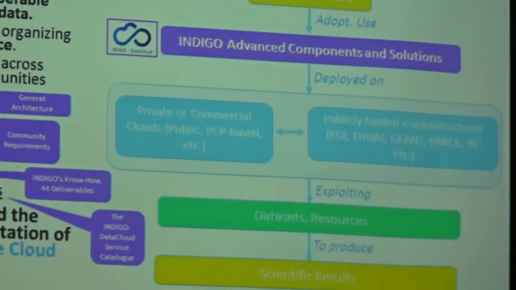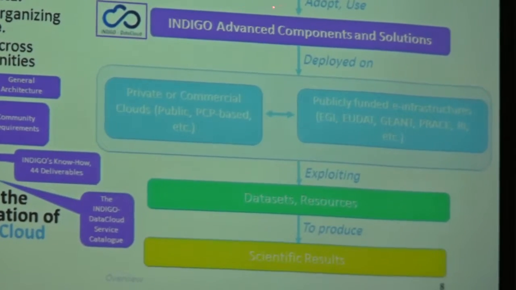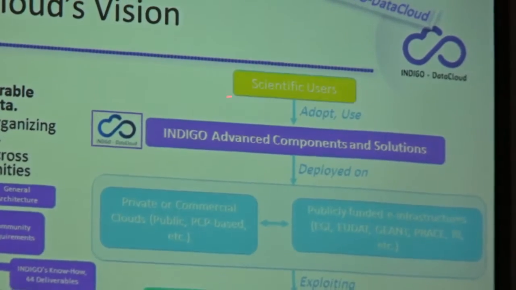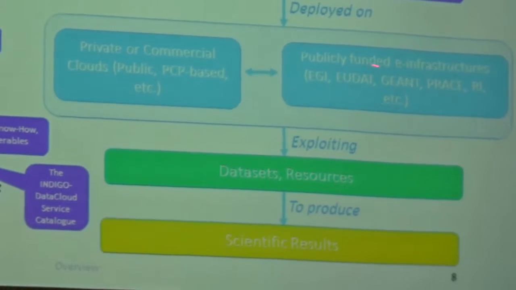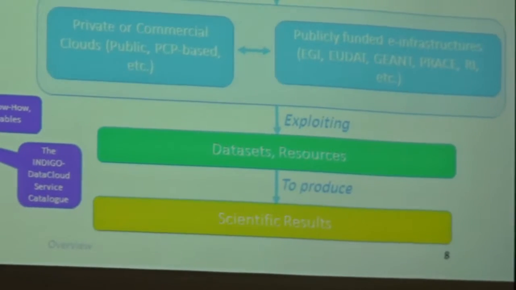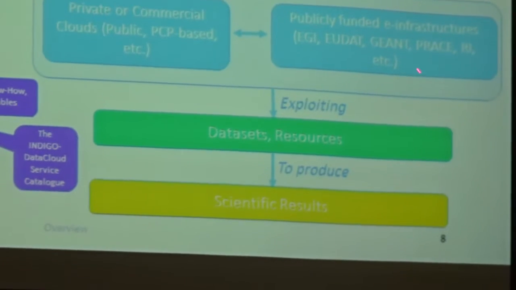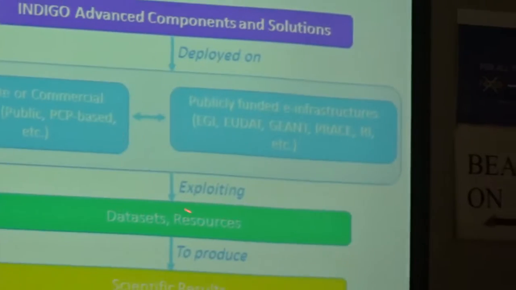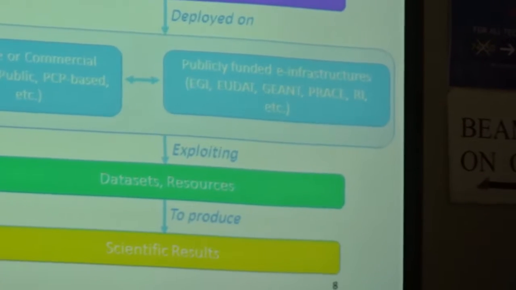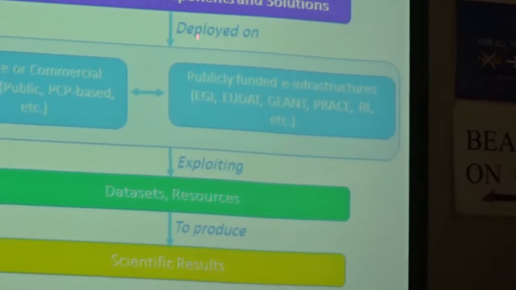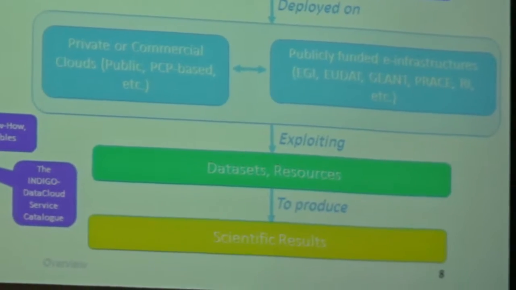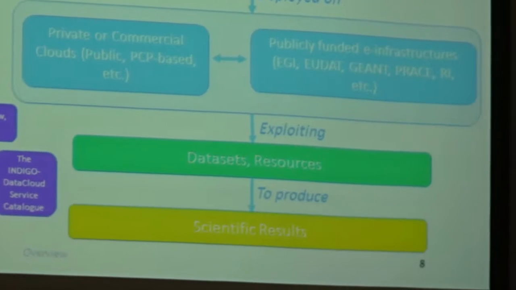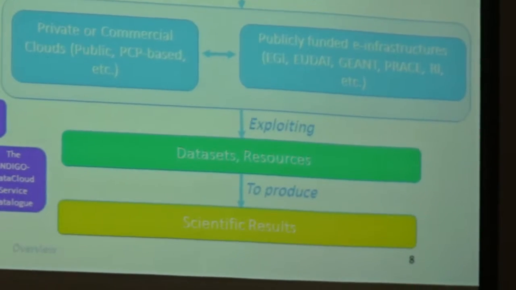So let me explain briefly this picture here. We start from scientific users with use cases and requirements. As a consequence of these requirements, we developed components and solutions. These components are modular and can be deployed on many infrastructures: private, commercial, publicly funded, and so on and so forth. Typically, these infrastructures exploit data sets and resources of various kinds. In the end, what is important is that we are back to the users, so the users are able to produce scientific results.